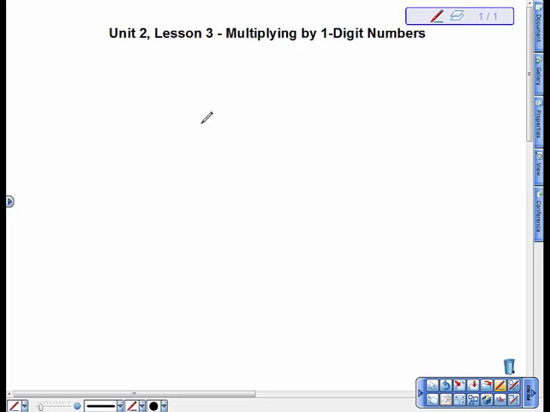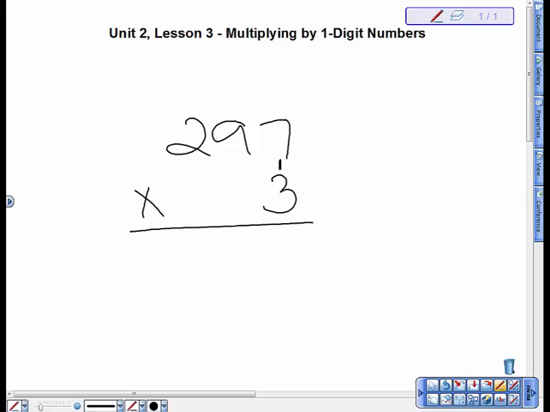Let's try another one. Let's do 297 times 3. Multiply my ones. 3 times 7 is 21. Put down the 1, carry the 2. Circle it. Now we're going to do 9 times 3. We're moving towards the left. 3 times 9 is 27. 27 plus 2 is 29. Put down the 9, carry the 2, circle it. Now we're going to do 3 times 2. 3 times 2 is 6. Add in the 2. That gives me 8. 891. Excellent job. Try some on your own.